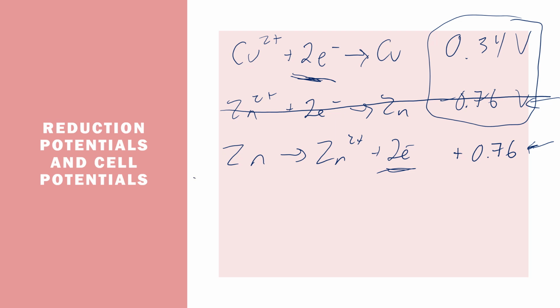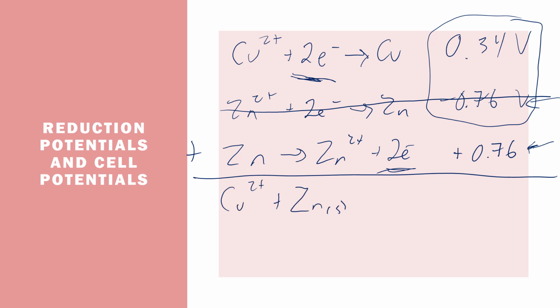Once you get the electrons the same, then you can add them all up together. So I have the copper ions plus the solid zinc, forming zinc ions plus the solid copper. And you can add up the potentials at that point. So your overall cell potential is 1.10 volts. Okay, now this should be a positive number, always, because you flipped the one that was smaller.